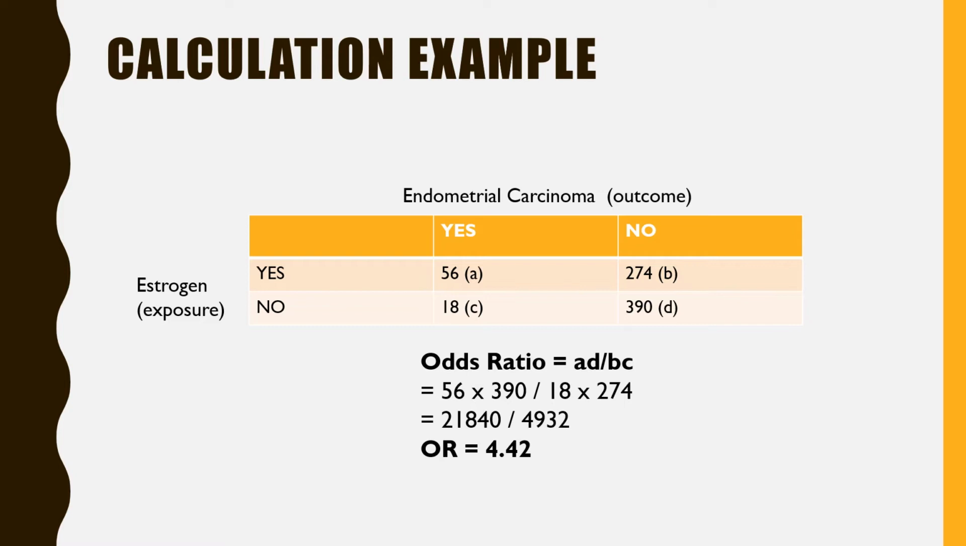So according to the table above, individuals with endometrial cancer are 4.42 times more likely to be exposed to estrogen than those without endometrial carcinoma. Just a handy tip when making the calculation of the odds ratio in a 2x2 table is to ensure that the outcome of interest is always at the top and the exposure is on the left.